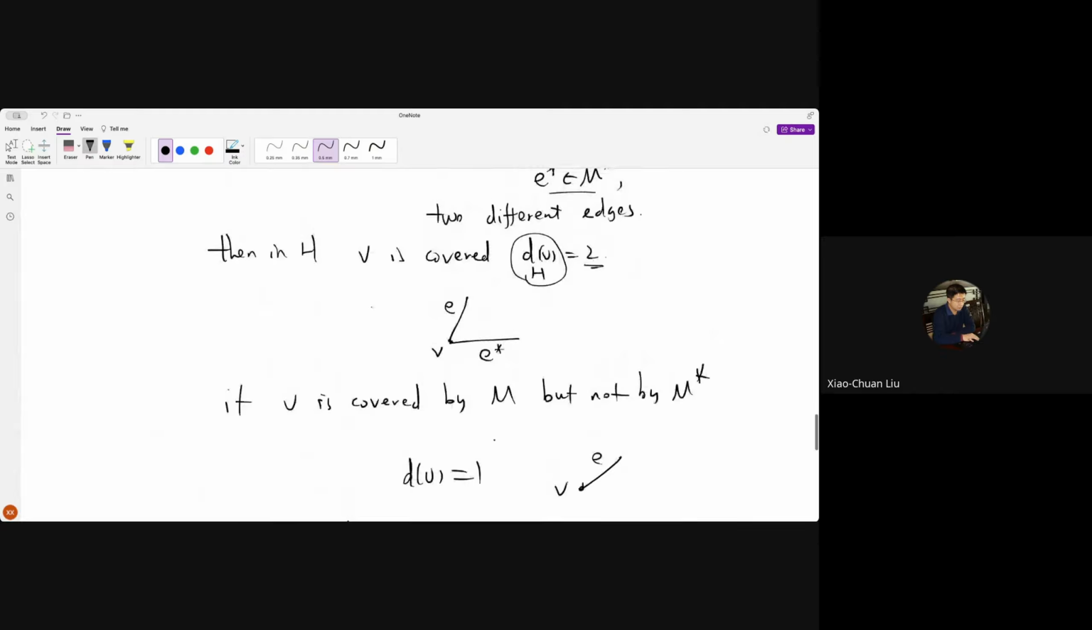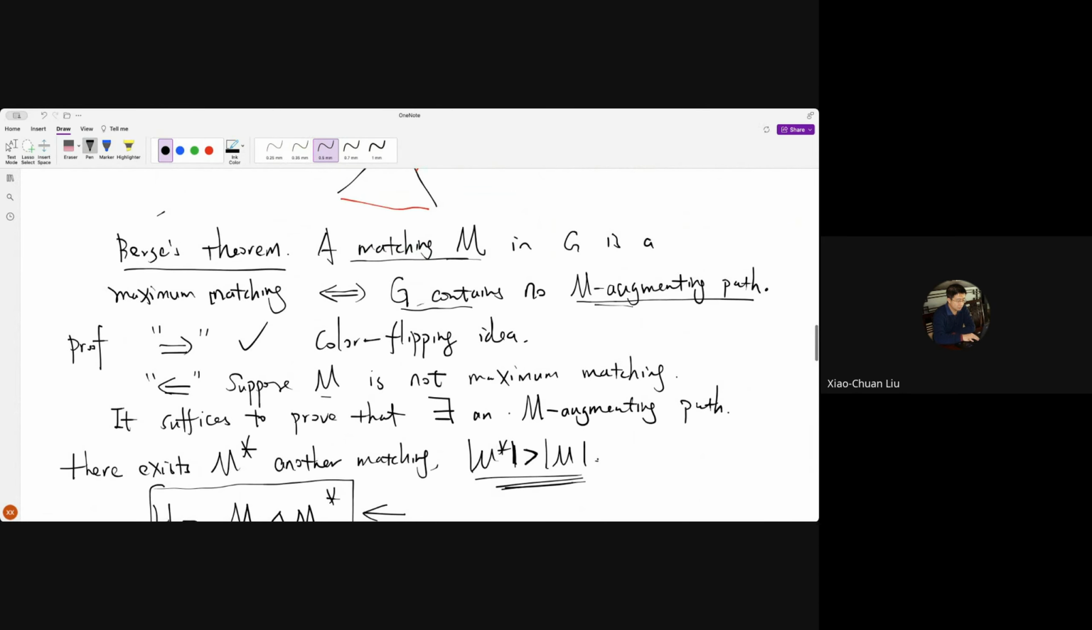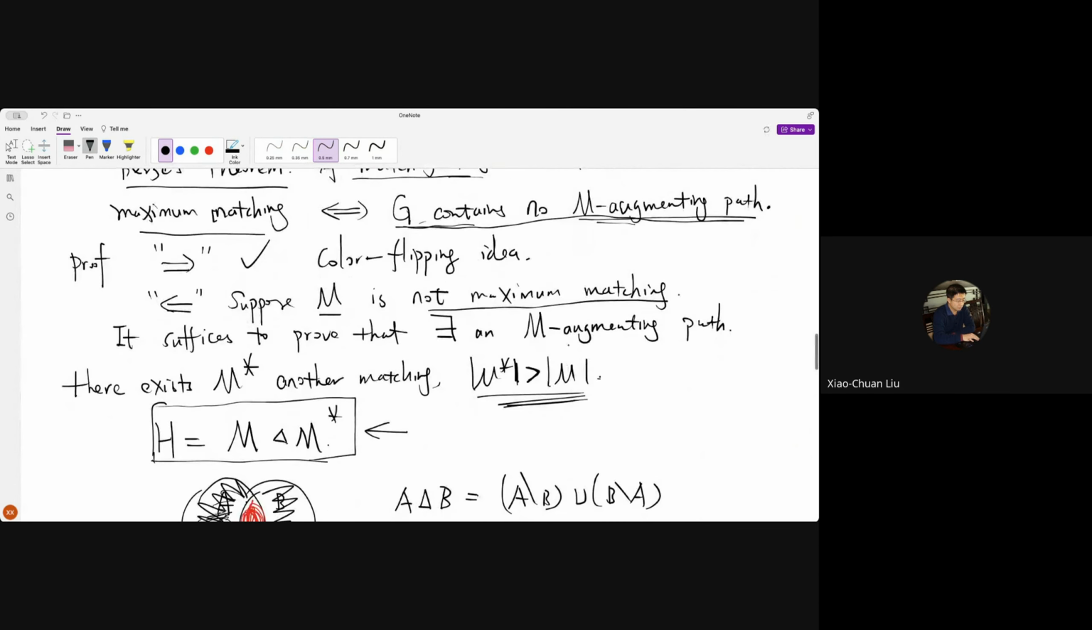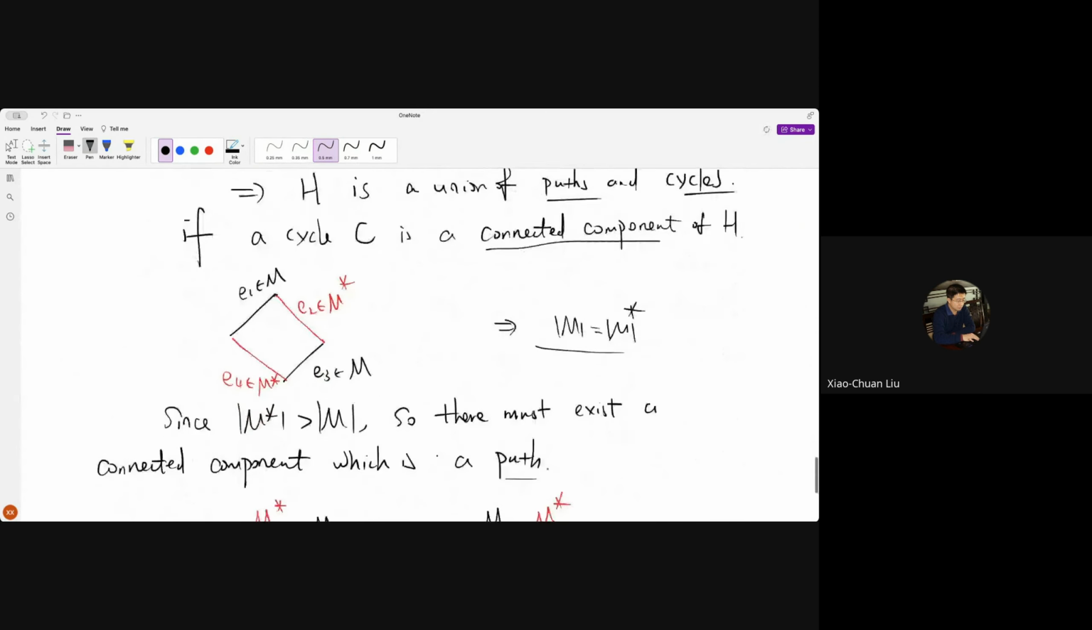So let's recall this proof. Berge's theorem says that a matching M is a maximum matching if and only if G contains no M augmenting path. For this direction, suppose M is not a maximum matching. We try to construct an M augmenting path. For that, we have to borrow some other matching which is larger and use this kind of constructed graph, which is the symmetric difference of A and B, and we conclude.